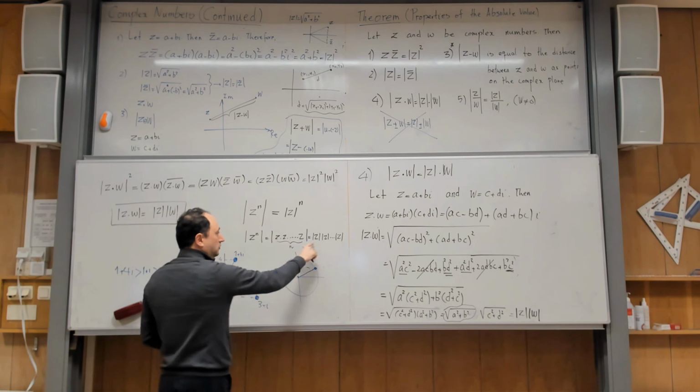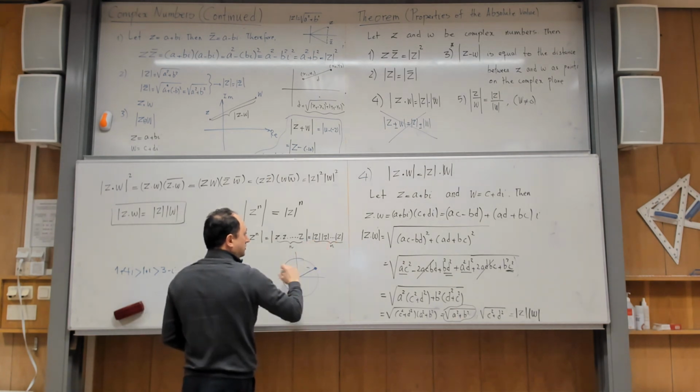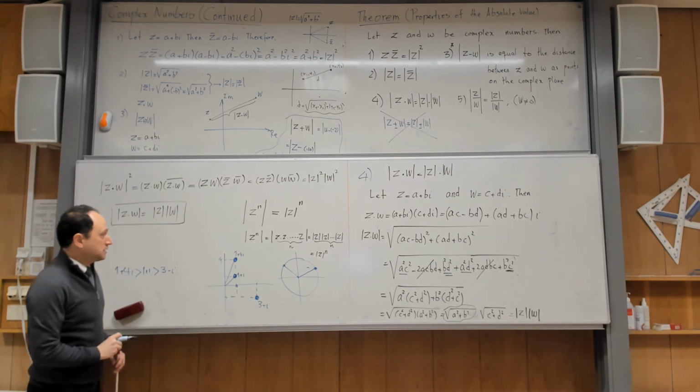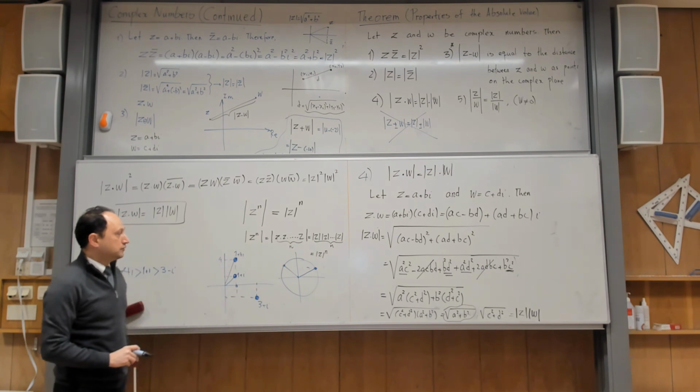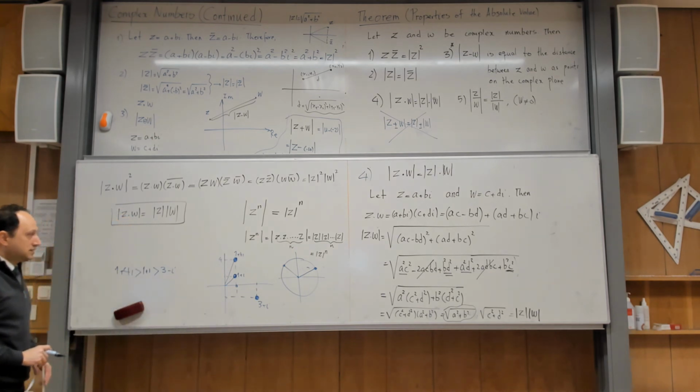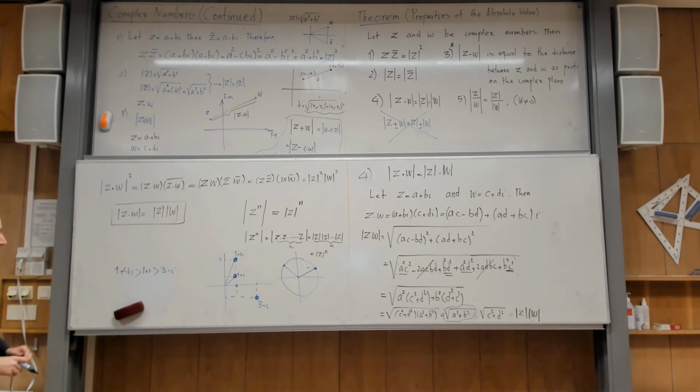Okay? And then you have n factors again. This becomes absolute value to power n. But this proof is only for natural numbers. You can also prove it for negative integers. It's not hard.